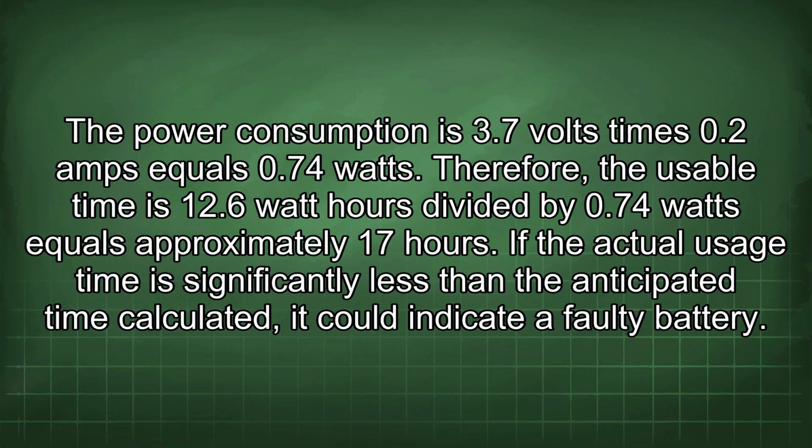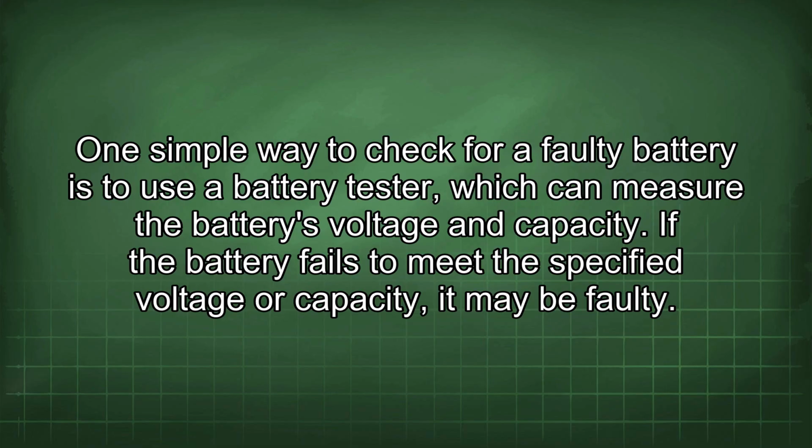If the actual usage time is significantly less than the anticipated time calculated, it could indicate a faulty battery. One simple way to check for a faulty battery is to use a battery tester, which can measure the battery's voltage and capacity. If the battery fails to meet the specified voltage or capacity, it may be faulty.